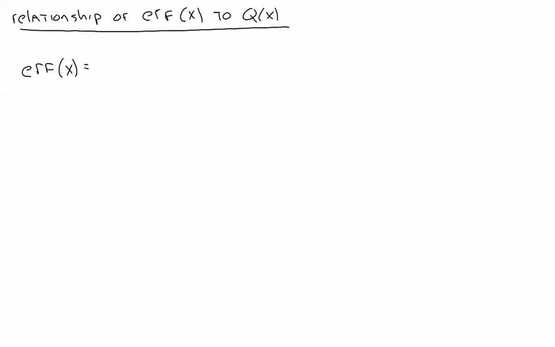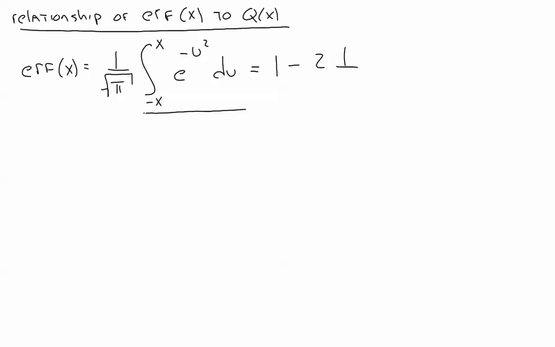The error function, recall, is 1 over square root of pi, integral from minus x to x, e to the minus u squared du. This can be written as 1 minus... this integral is the area under the middle region, from minus x up to x. By symmetry, this is 1 minus 2 times 1 over square root of pi, integral from x to infinity, e to the minus u squared du. So I'm subtracting from 1 two times the integral over the upper region.